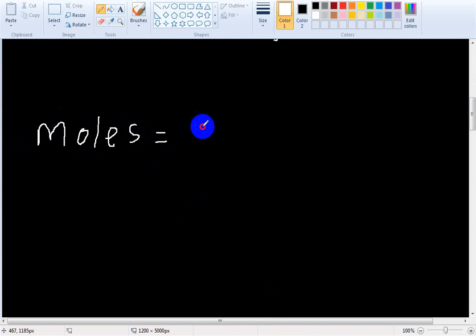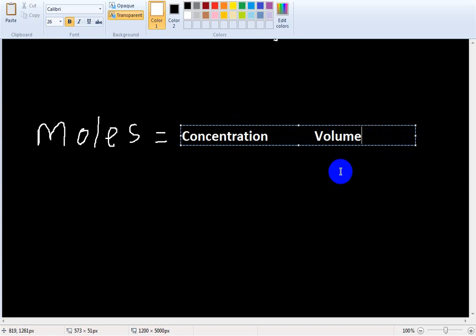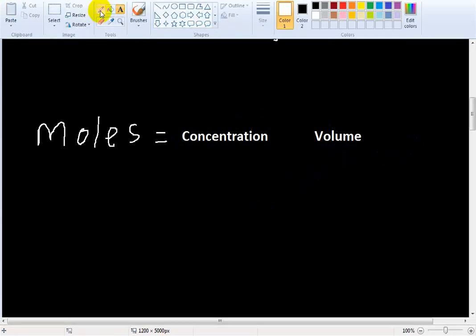Moles equal to concentration multiplied by volume. I should write it this way: concentration multiply volume. The volume must be in liters.